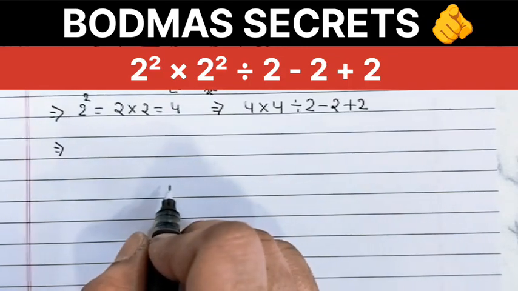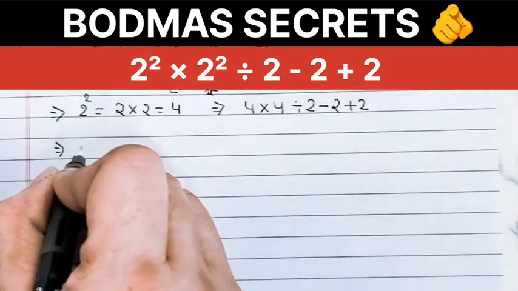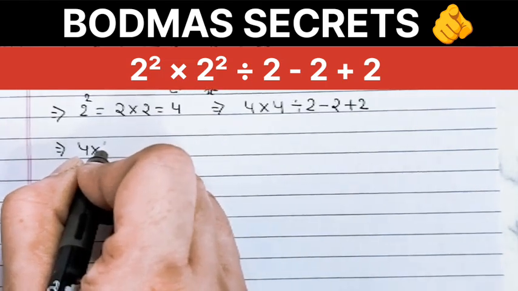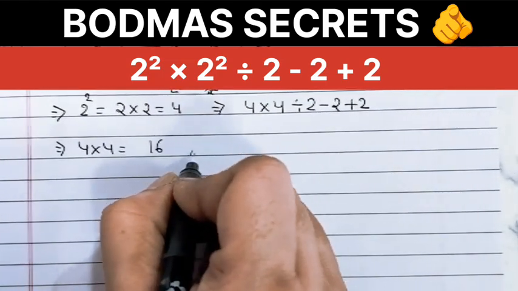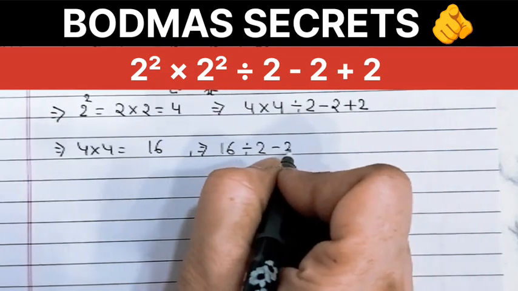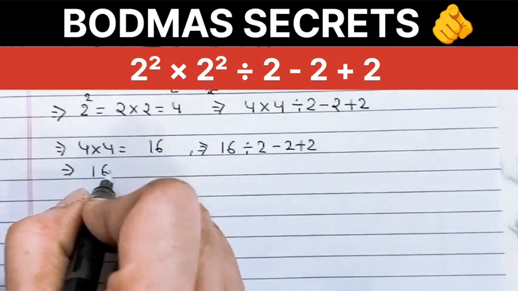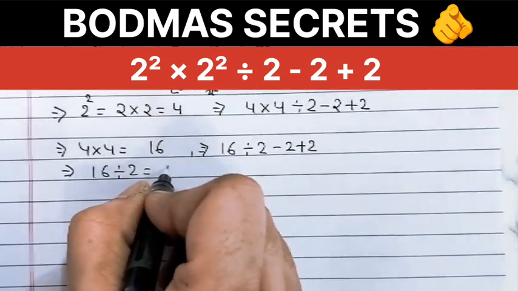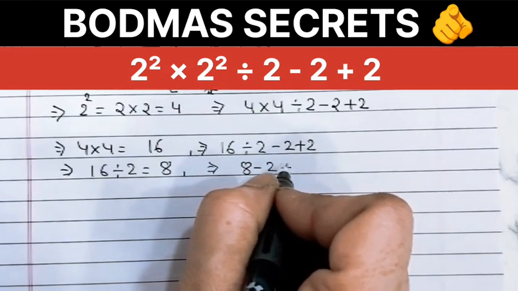Now, we perform multiplication and division as they appear from left to right. First we multiply the digits: 4 times 4 is equal to 16. Now the expression becomes 16 divided by 2 minus 2 plus 2. After that we divide the value: 16 divided by 2 equals 8. Now the expression becomes 8 minus 2 plus 2.